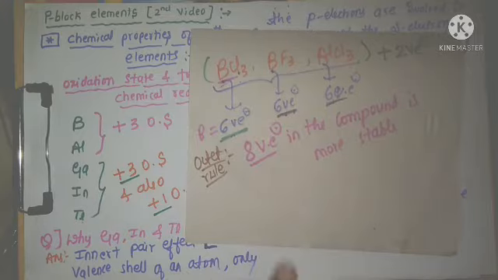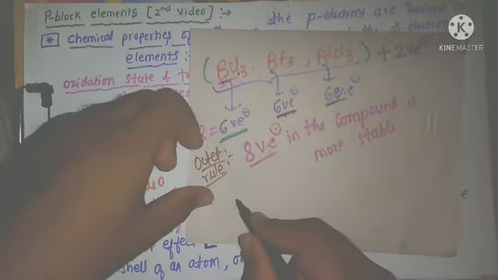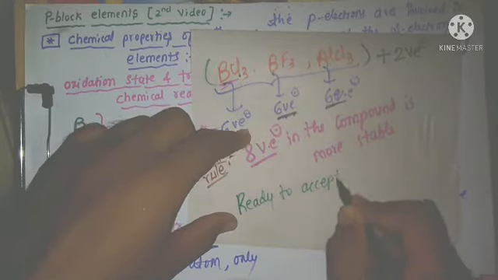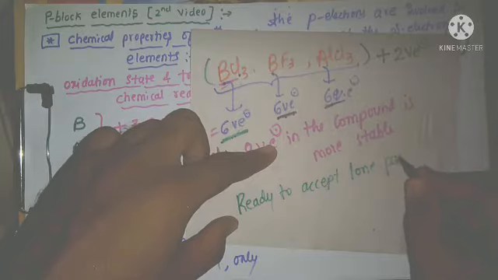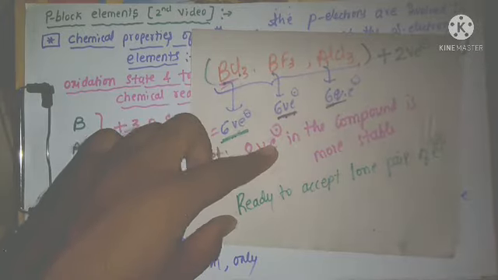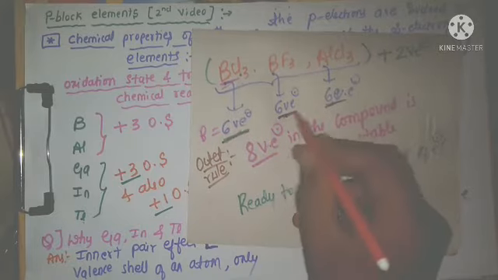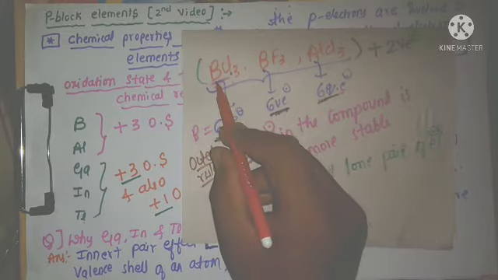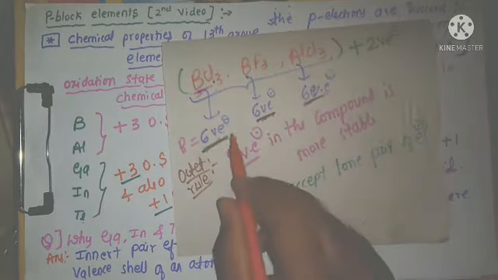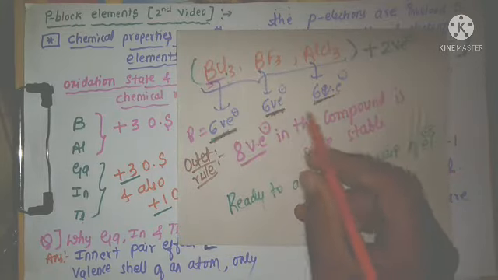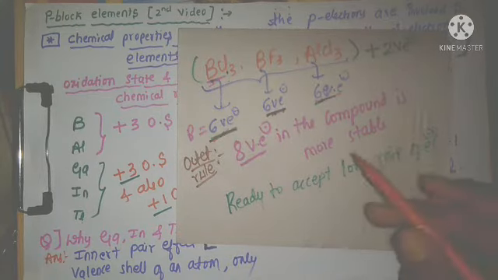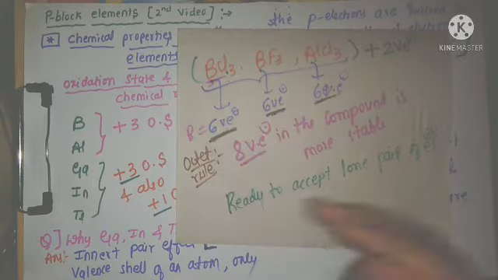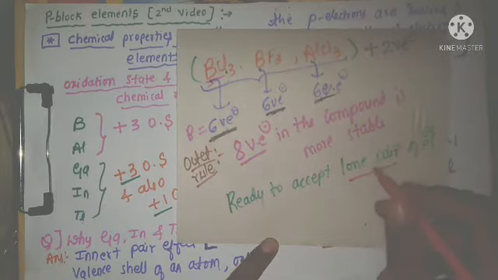Means they are ready to accept the 2 electrons, they are ready to accept a lone pair of electrons. Correct? Because these are not having 8 electrons in the valence shell. Therefore the electrons around the boron and aluminium in their compounds is less than 8. 6 electrons means less than 8, and 8 valence electrons means more stable. Here 6 means 2 electrons are still required. Therefore they are ready to accept the lone pair, that is 2 electrons, right?